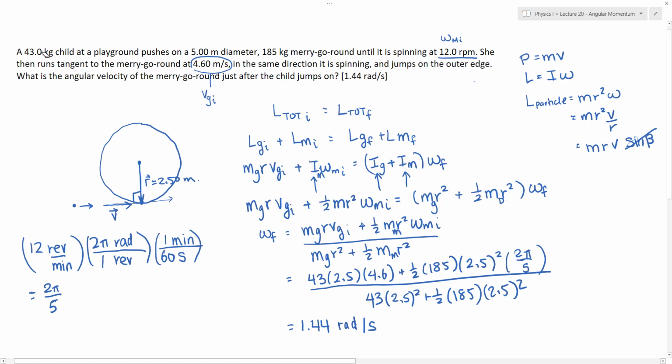All right, let's take a look at our significant digits. So I have 3 significant digits up above here. I have 3 over here, 3 over here, 3 over here. So my answer should have 3.